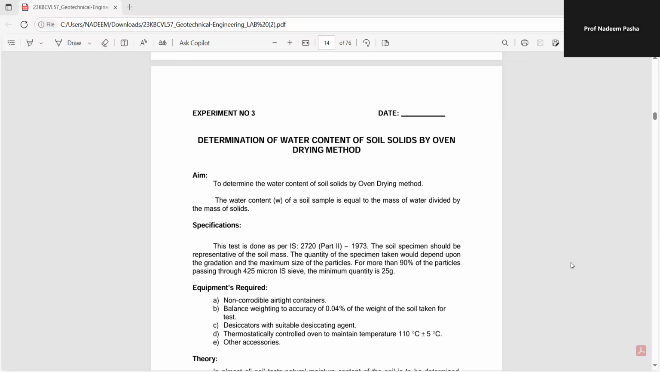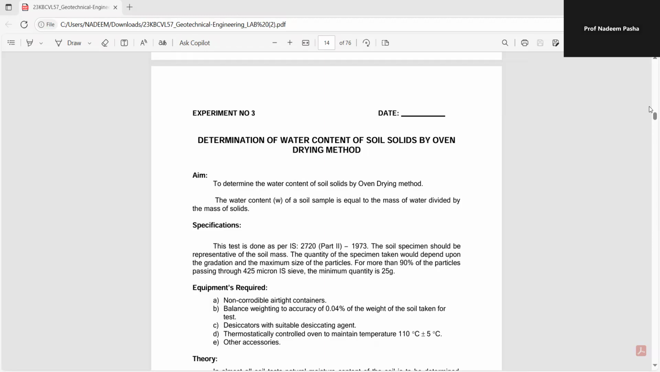So, in today's class, we will determine the water content of soil sample using different methods. So, I'm sharing the screen. I hope it is visible to you. So, the aim of this experiment is determination of water content of soil solids by oven drying method.